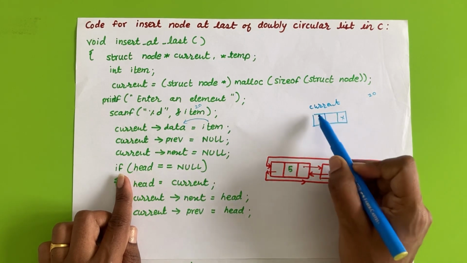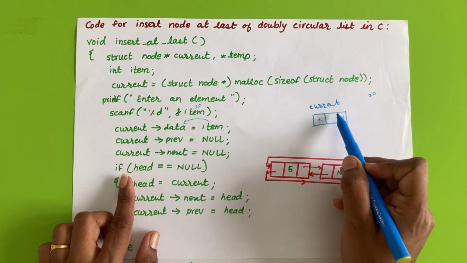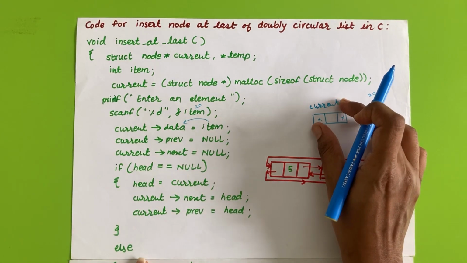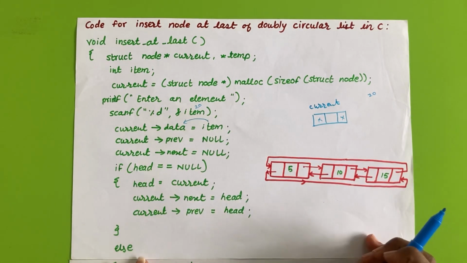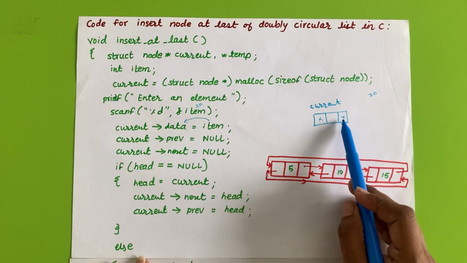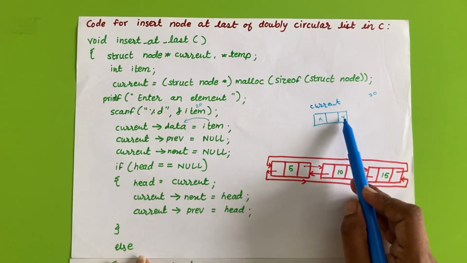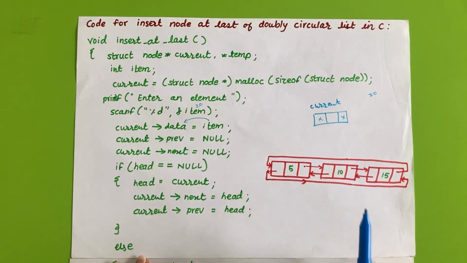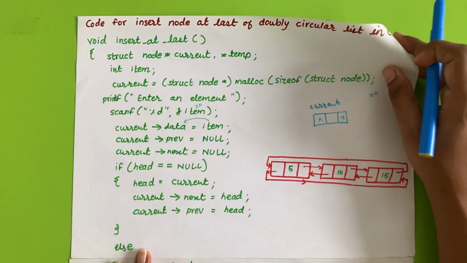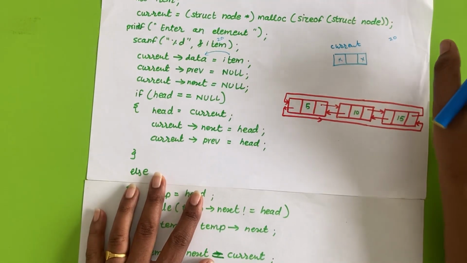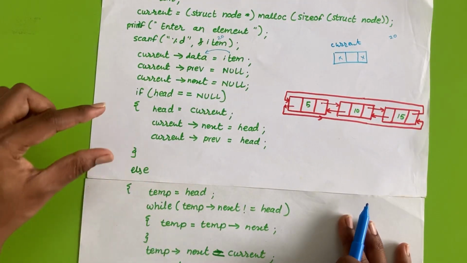Now we have created this single node, but we want to add it to the linked list. So we have to make some changes in the pointer fields of this node as well as in the already existing linked list. For that purpose, before insertion we have to check whether the linked list is present or not. That is the important task.